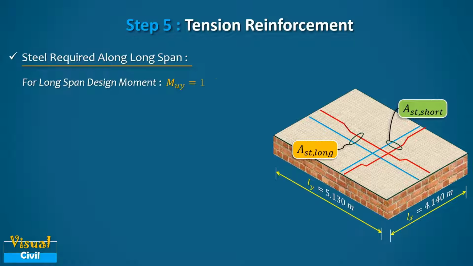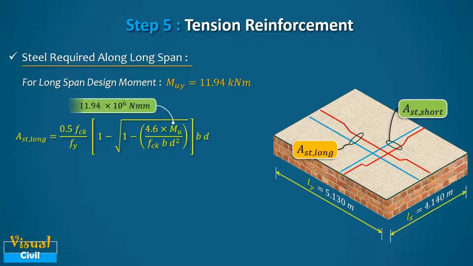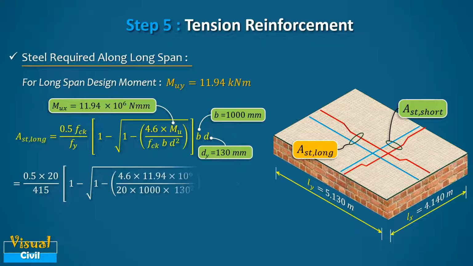Similarly, calculate the steel required along long span. In the equation, value b is equal to 1000 mm, while effective depth d equals dy, that is 130 mm. After putting all the values and solving, we get the area of steel equal to 265 mm square per meter.